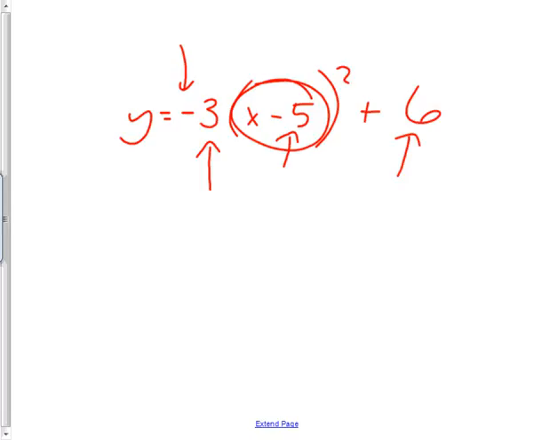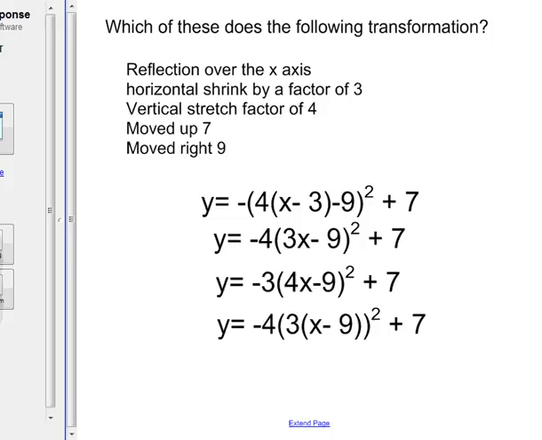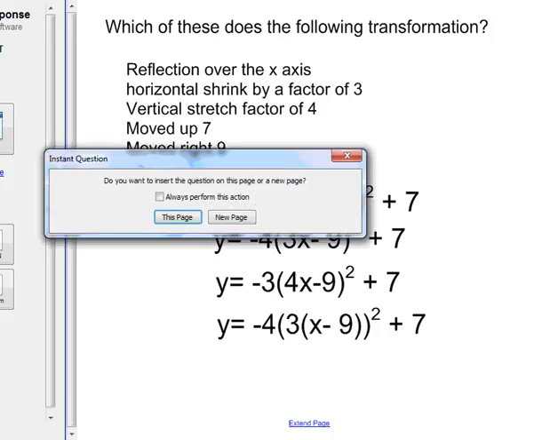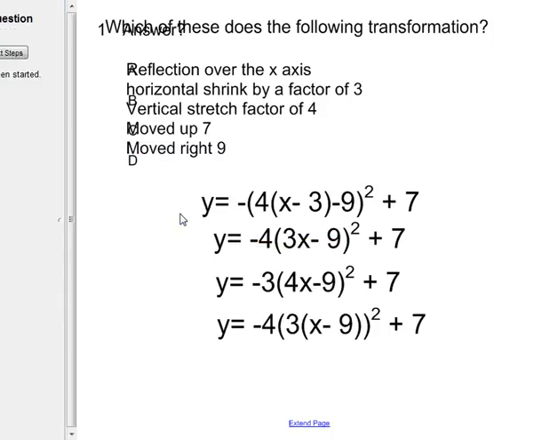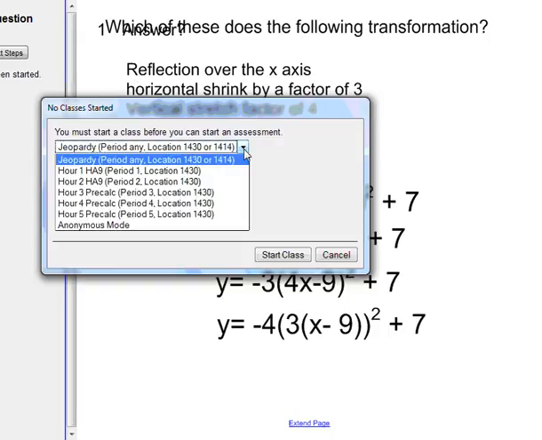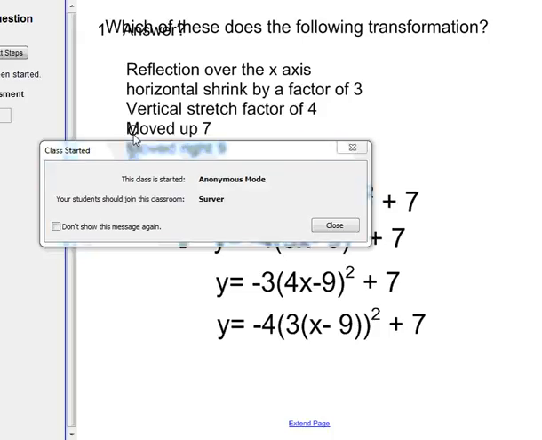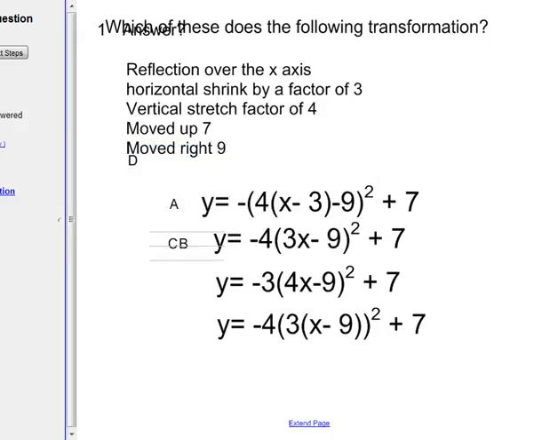So this is the part where we see if we can make the clicker system, which in this room is kind of sketchy, work. And I'm going to ask, one of those 4 right there is the right answer. Don't say it, please. I'm going to add an instant question. And I want you to put it on this page always. And this is A, and this is B. Oh, must start the class. Okay, hold on. Still let me start up. Anonymous mode will be fine for this one. Okay. C and D.